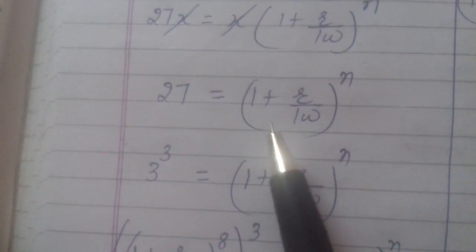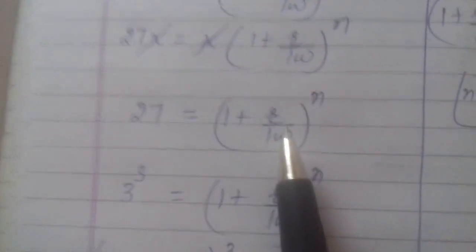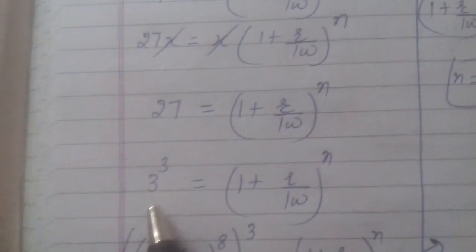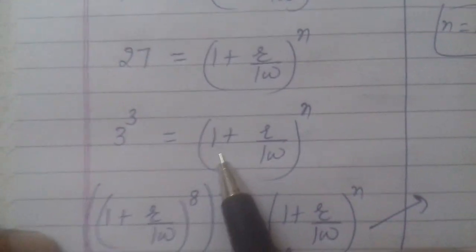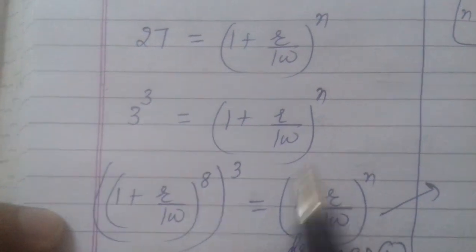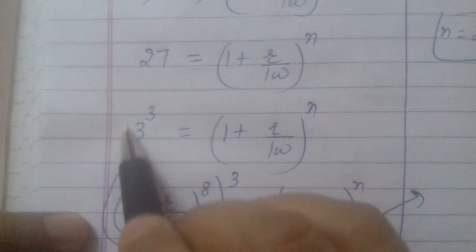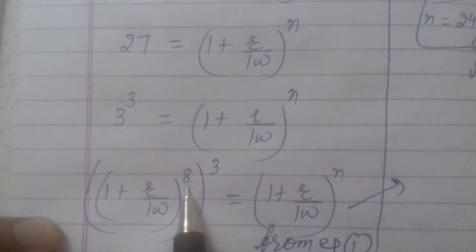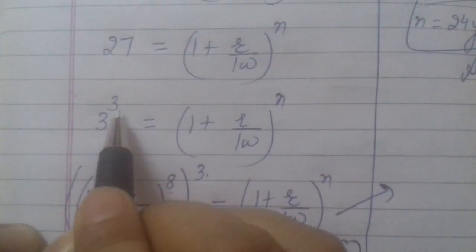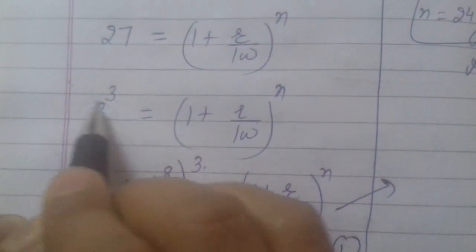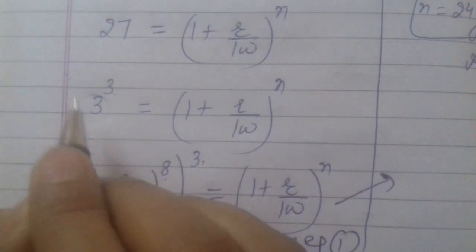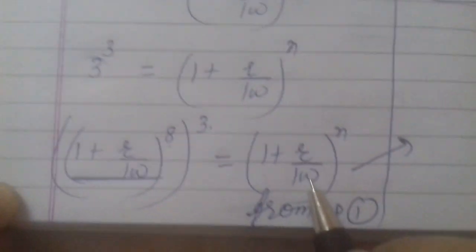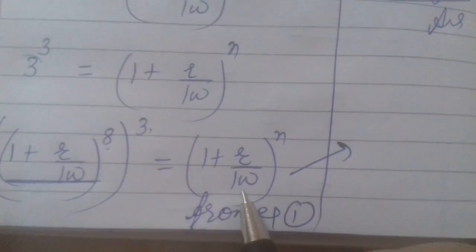Now children, we can't do anything after this. So what I did, I know the relation of 27 with 3. Can I write 27 as 3 power 3? It is equal to 1 plus r by 100 as it is. Now in equation number 1, I got the value of 3. What was the value of 3? 1 plus r by 100 raised to the power 8, and this 3 is this power. Once again, I put the value of 3. This is the value of 3 from first equation. That's equal to 1 plus r by 100 raised to the power n as it is.